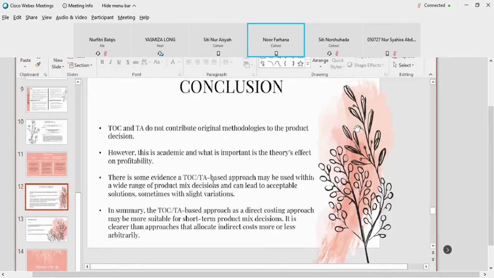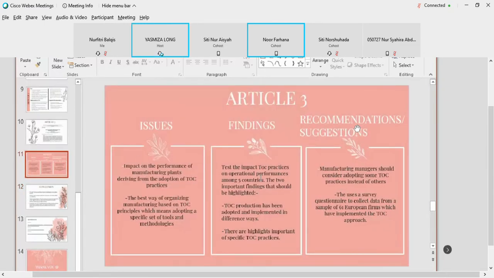Madam slide sebelum lagi. Slide ni yang ke? tadi. Slide ni? Yang ni. Recommendation. Yang ni ke? Ya.